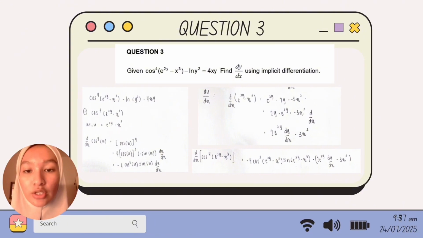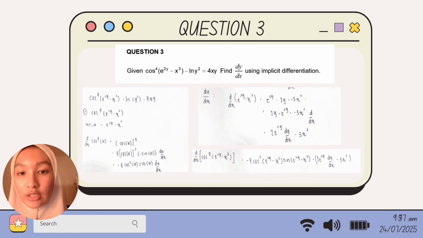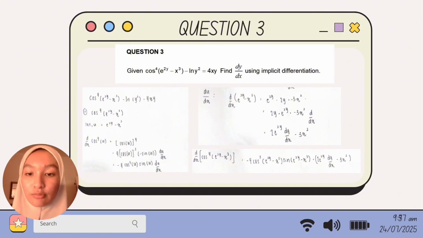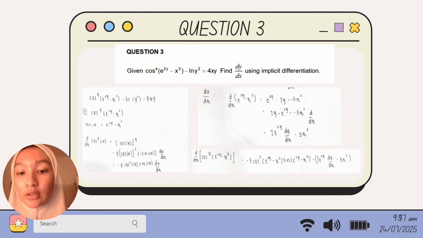So for question 3, we need to separate it into different parts. For the first part, we need to differentiate cos to the power 4 of e to the 2y minus x cubed. So first, let u equal e to the 2y minus x cubed. Then we differentiate cos to the power 4 of u, and for the final answer we are going to get negative 4 cos cubed u sin u du dx. So next step, find du dx.